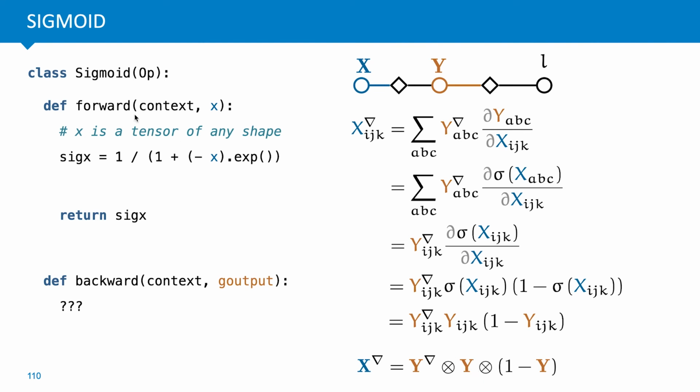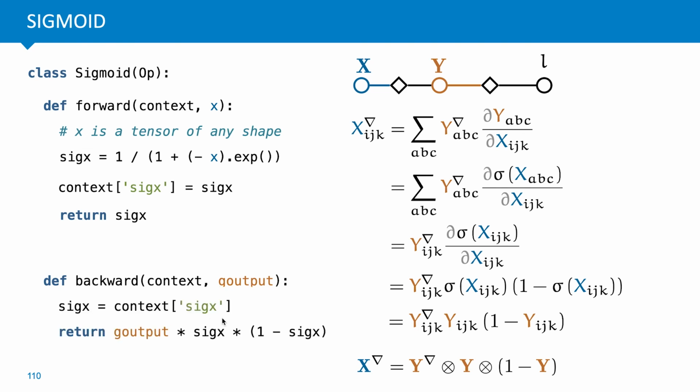This is what the context object is for. Anything we add to this context object gets remembered for the forward pass. In this case, we need to remember this value y here, which is called sig x in the code. So we simply add it to the context object, and the system will remember it for us. And when it comes back down the computation graph and calls backwards on this function, it gives us this context object. We read the value y or sig x out of it, and we can implement our vectorized version of the backward.